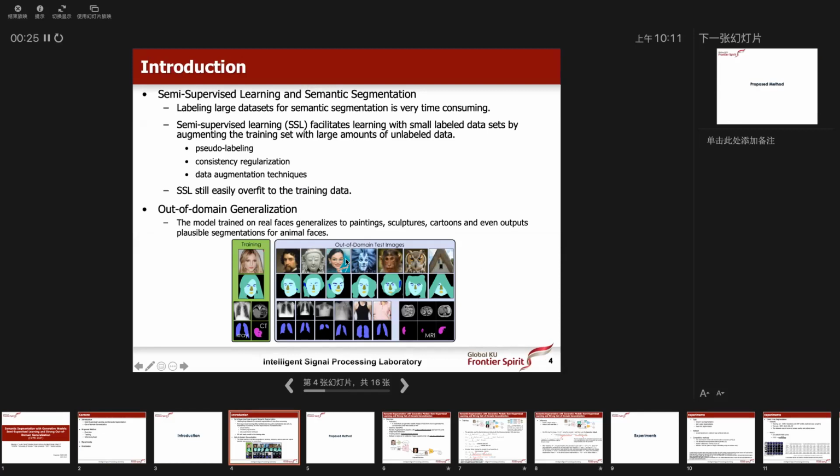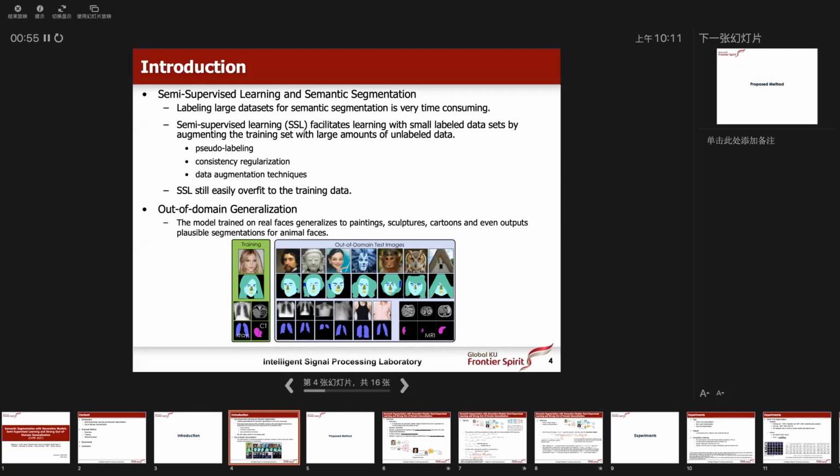So let's begin at the introduction. First, I will give you some information about semi-supervised learning and semantic segmentation. We already know that for the semantic segmentation task, we need a large labeled dataset for supervised training. So labeling a large dataset for this task is very time consuming.